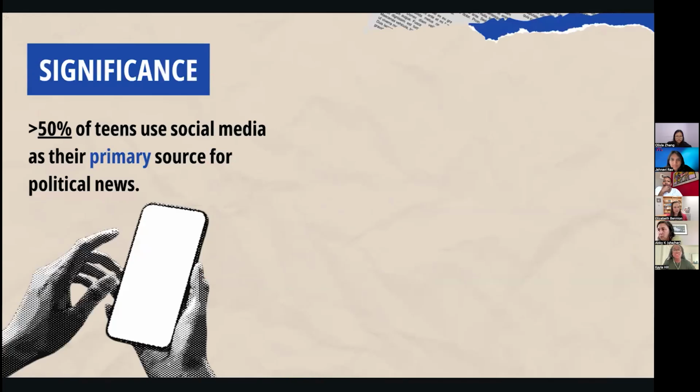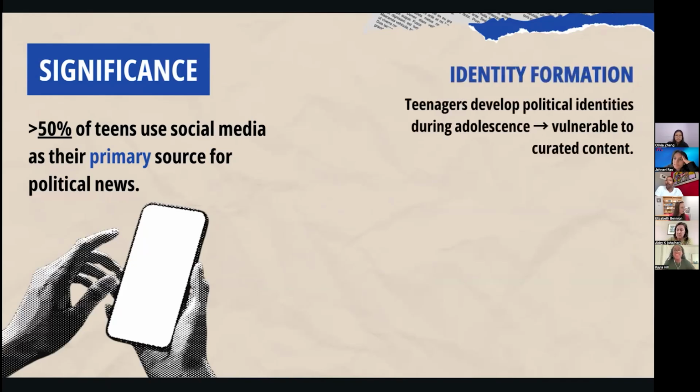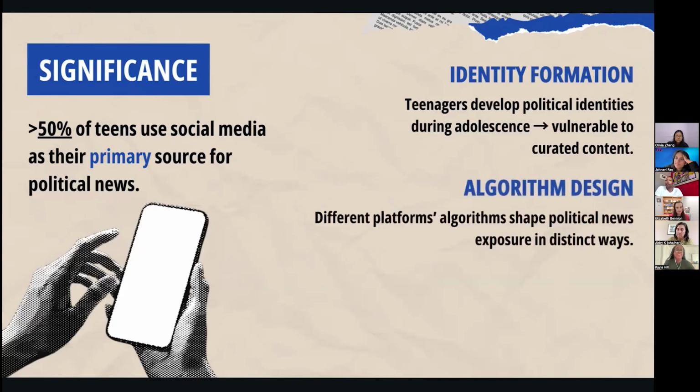So why is this question significant? Well, studies have shown that over 50% of teens use social media consistently as their primary source for political news. And this is important for a few key reasons. For one, adolescence is a key period for developing a political identity, which makes them especially vulnerable to curated content. In addition to that, these platforms naturally differ in the way that they shape political news exposure.